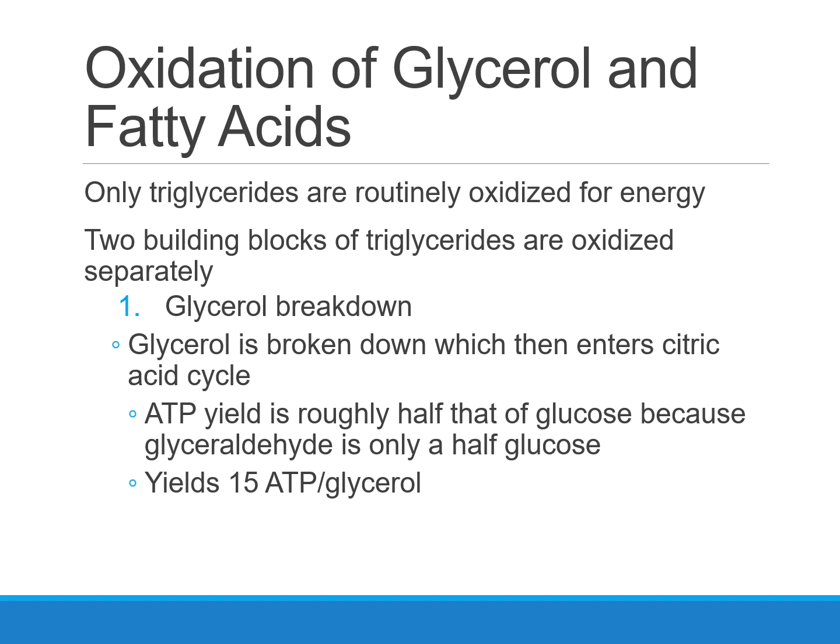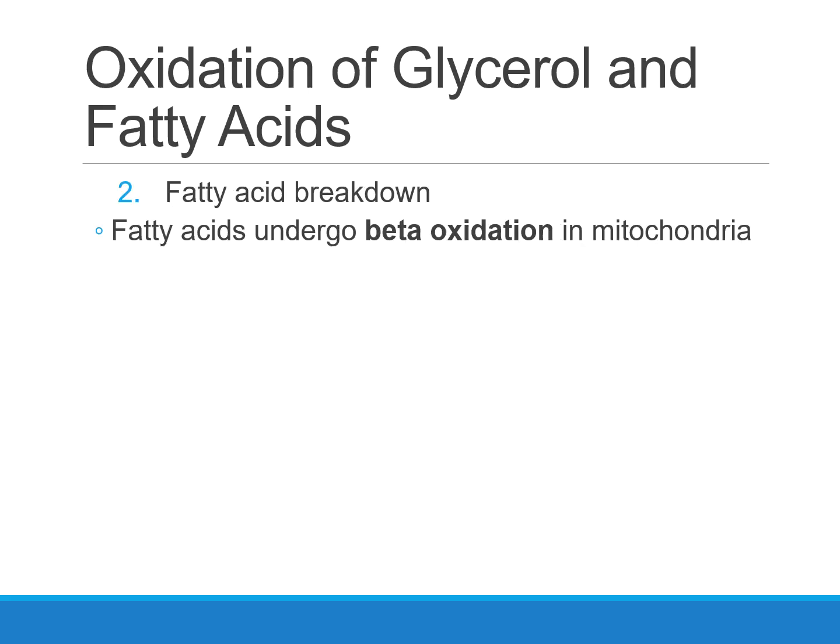How do we break the glycerol down? It's broken down, and then it can enter into the citric acid cycle directly. The ATP yield for this is roughly half of a glucose molecule because the glyceraldehyde is only half of a glucose. So basically, for every glycerol molecule that we break down, we're going to get about 15 ATP.